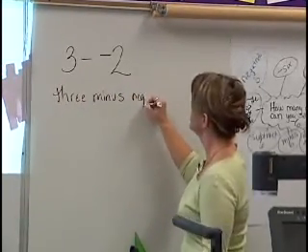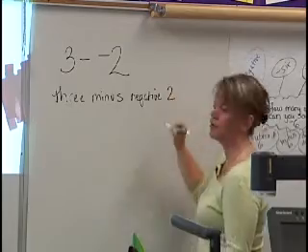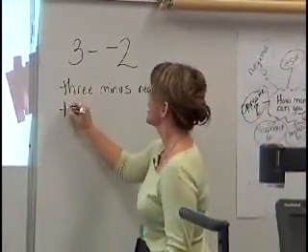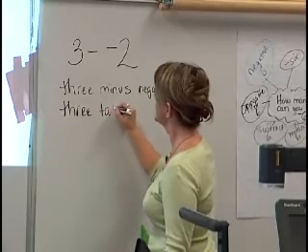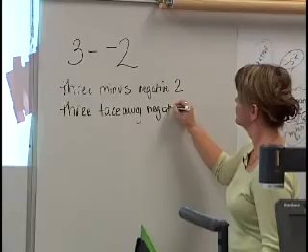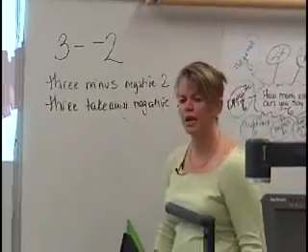3 minus -2. Give me another way to say it. Perfect. That was great, Kaylin. 3 minus -2. Rennie, give me another one. 3 take away -2. Uh-huh. 3 take away -2. What happens when you take away a negative?